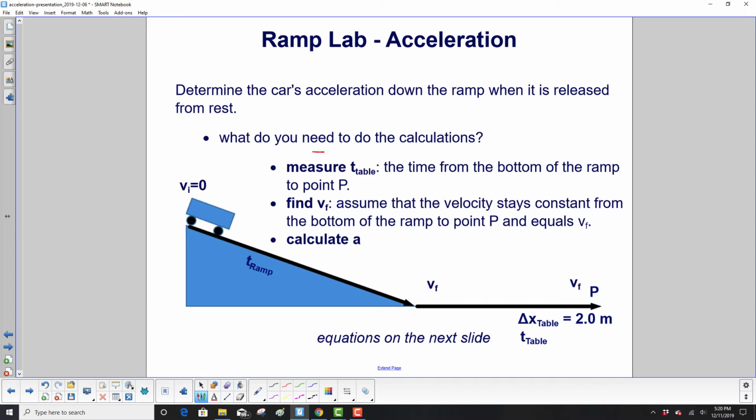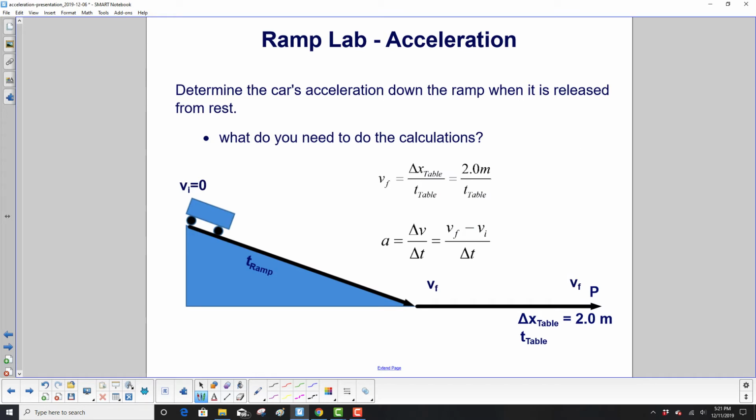So the first measurement, we measured T table, the time from the bottom of the ramp to point P. We will want to find the final velocity. Now we're going to assume that the velocity stays constant from the bottom of the ramp to point P and equals VF. See how these are the same? VF, VF. We're assuming no friction on the horizontal plane there. And of course there is, but we're not going to worry about it for this particular experiment. And from velocity and time, we can find A. Do you remember how to do that?